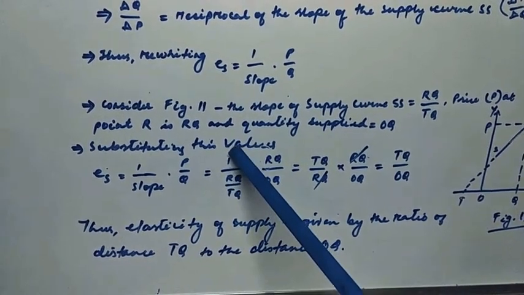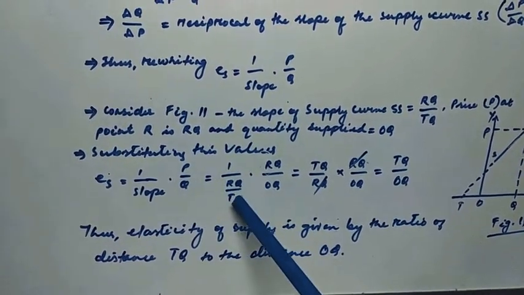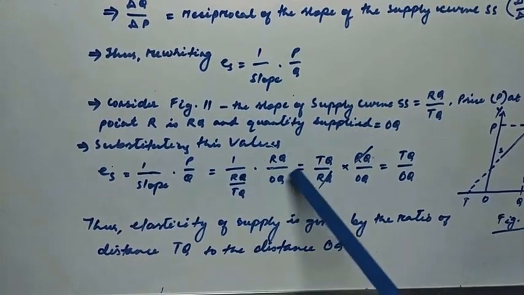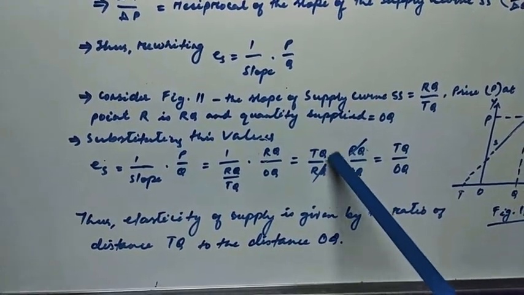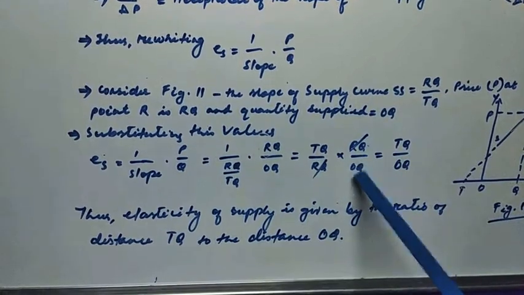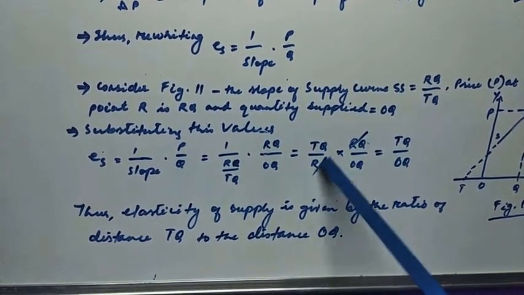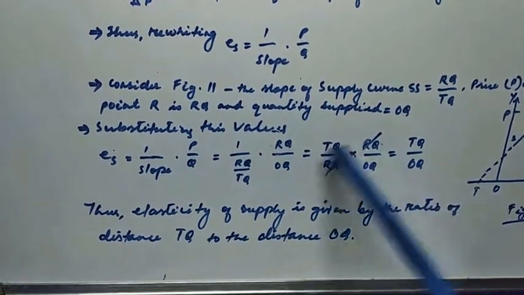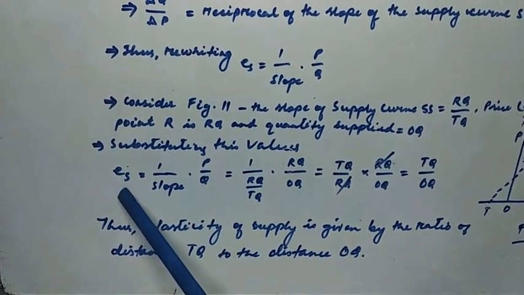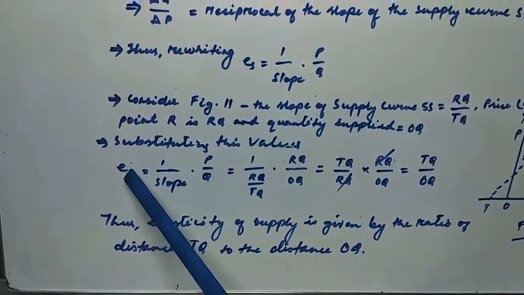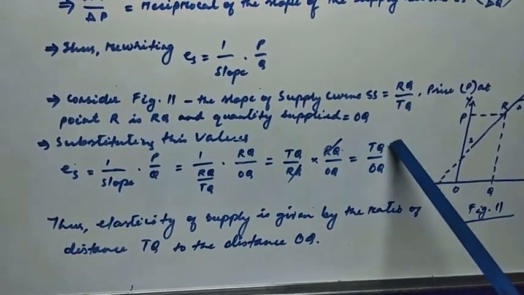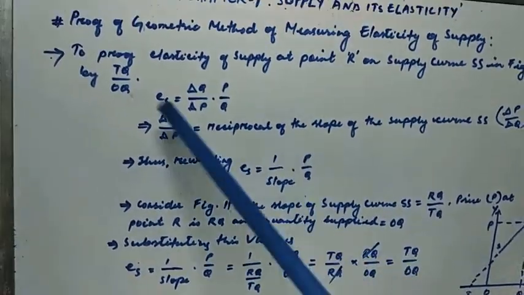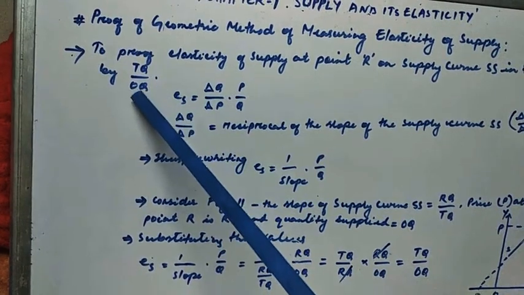So when we take out this 1, TQ will go up and RQ will go down, and then into RQ by OQ. So RQ is cancelled, and what we have is TQ divided by OQ. So lastly, ES, or elasticity of supply, is given by TQ divided by OQ.